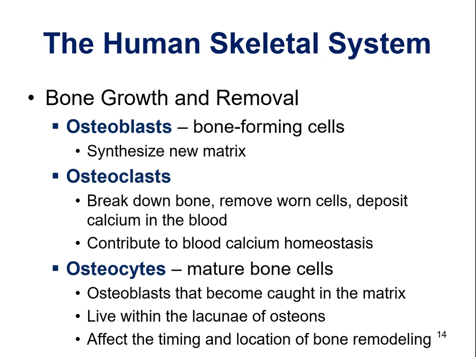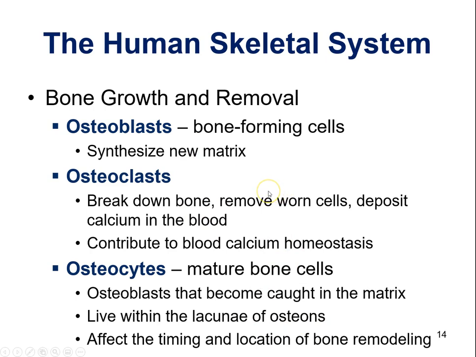Osteoclasts, on the other hand, are sort of opposite, right? These are cells that will break down bone, okay? They'll remove worn cells. Remember, bone, even though it's very rigid and strong, is a living tissue, right? And so there's tissue remodeling going on all the time. And so osteoclasts are responsible for breaking down some worn bone cells. And once some of those bone cells are broken down, the calcium gets released into the blood, okay? So it says here they contribute to blood calcium homeostasis.